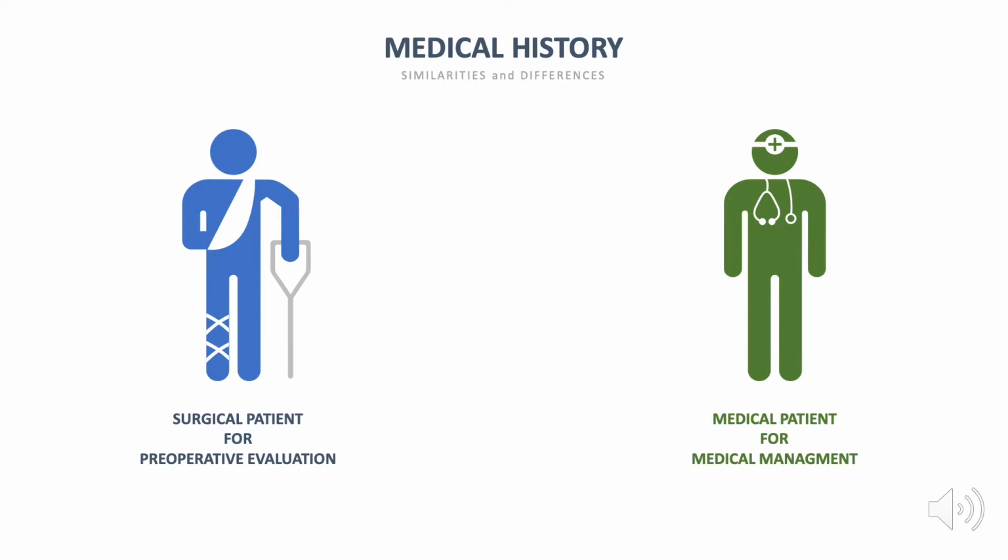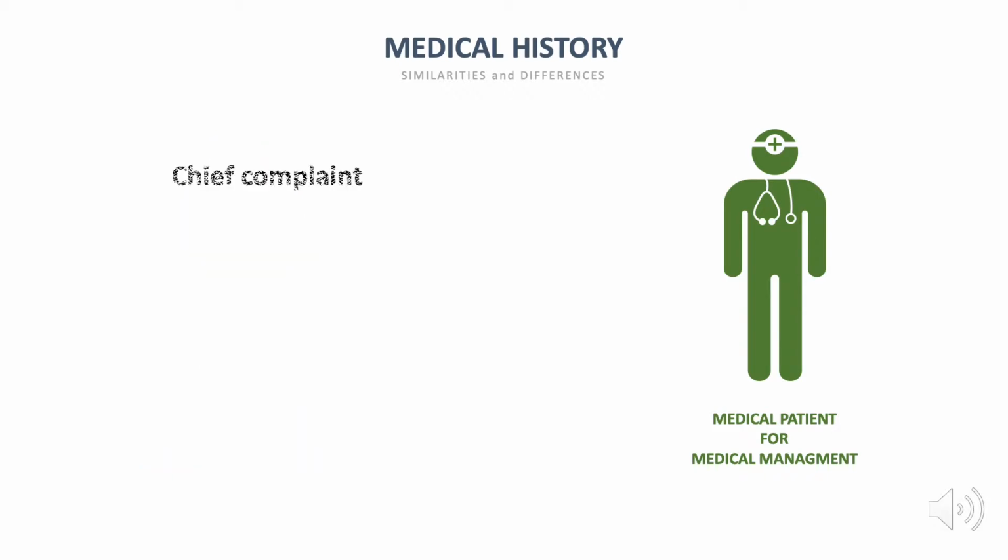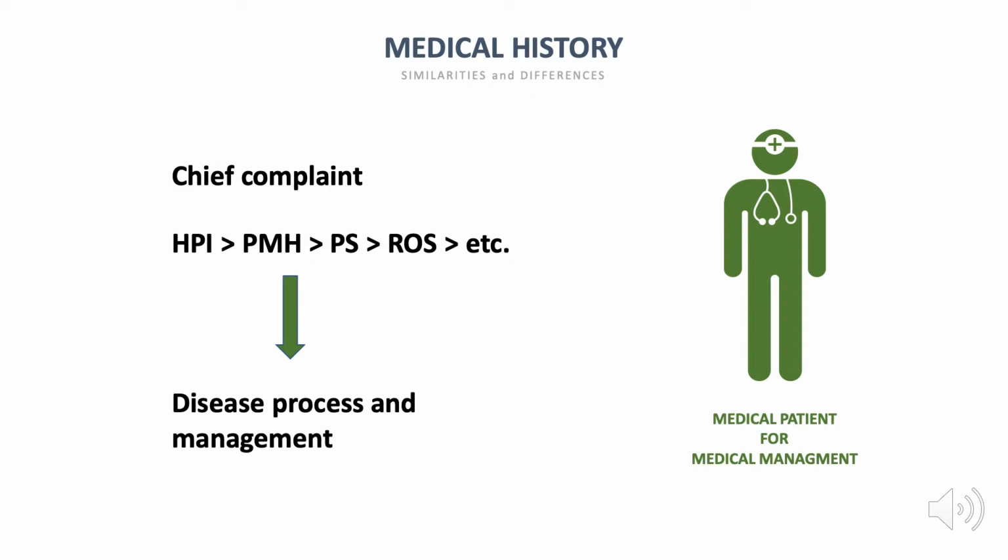So on the left side is the medical patient for medical management, surgical patient for preoperative evaluation on the right side. So medical patients usually come with a chief complaint and the doctor doesn't really know what the patient has yet. So he or she will work around and try to figure out what the patient has by going through the history of present illness, past medical history, personal social, and review of systems, etc. And hopefully to arrive at the disease process and hopefully manage that disease.